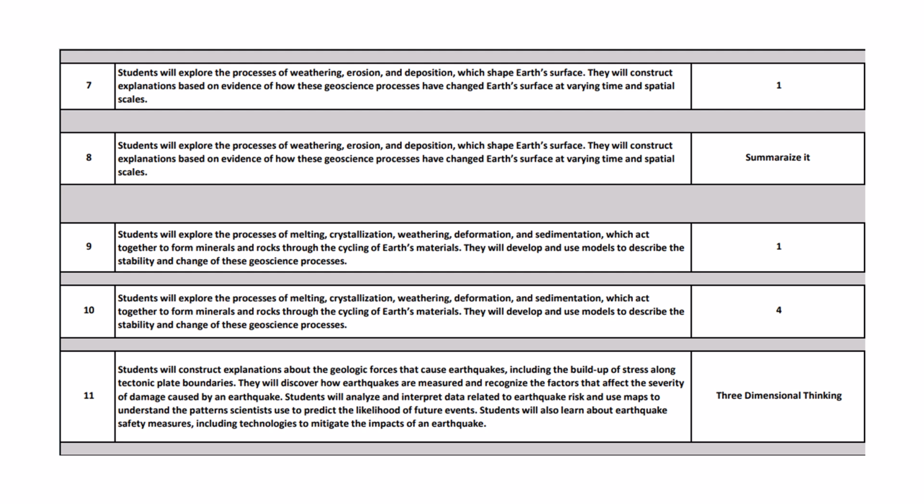Okay, let's go to 9 and 10. Students will explore the process of melting, crystallization, weathering, deformation and sedimentation, which act together to form minerals and rocks through cycling of Earth's materials. They will develop and use models to describe stability and change of these geoscience processes. So what does this question entail? Let's try to unpack it.